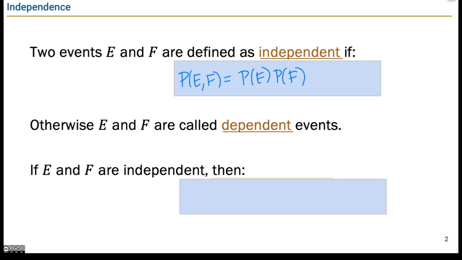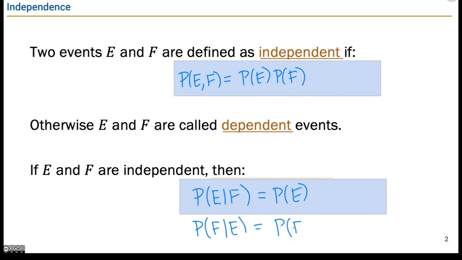And we're going to show using this definition that if E and F are independent, then the probability of E given F will simplify to just be the probability of E. And similarly, the probability of F given E will simplify to just be the probability of F. So intuitively, it means that knowing information about my event F doesn't change or provide any new information about the probability of E.